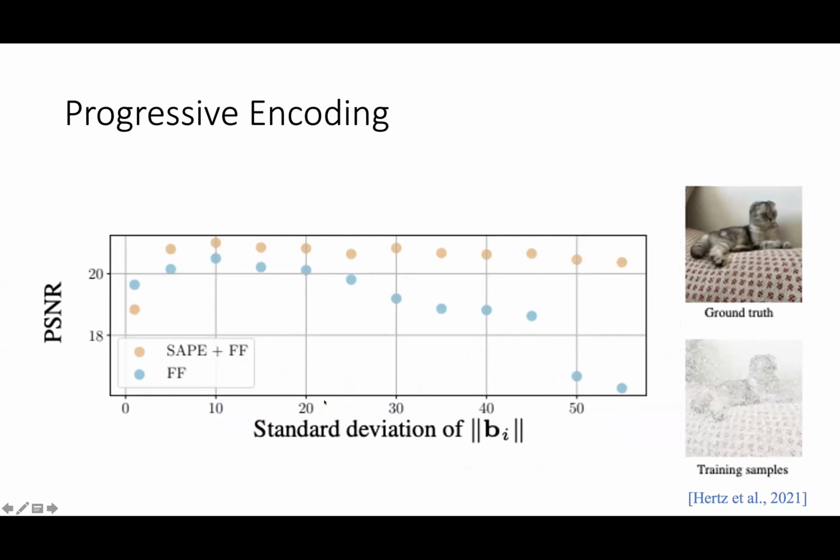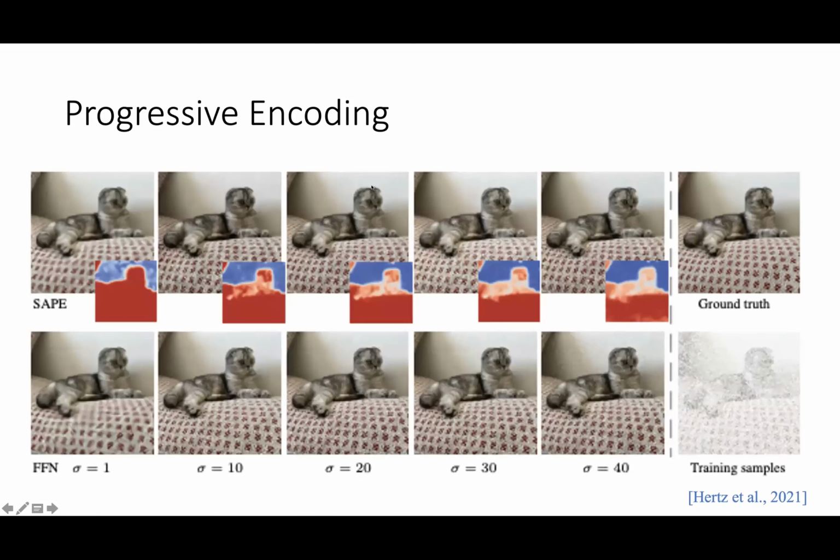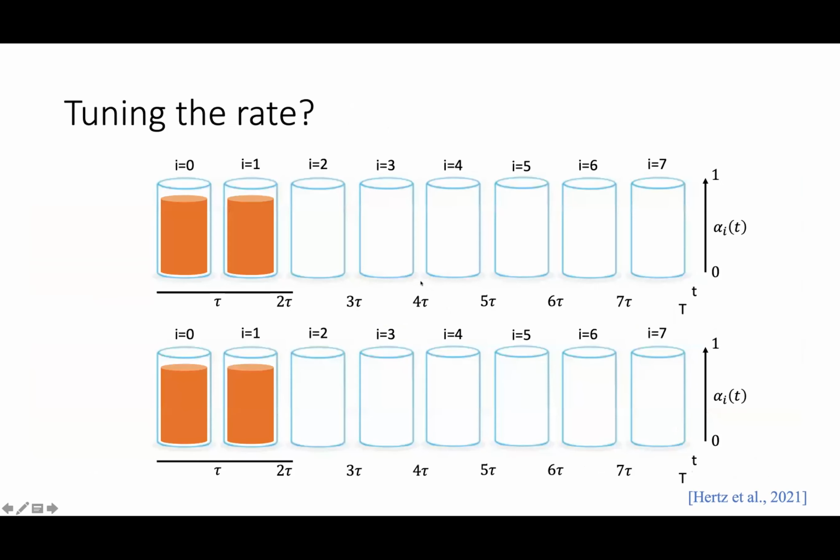One of the advantages of our method is that it's not dependent on the variance of the frequencies that we use. Here we can see the Fourier features PSNR as a function of the variance, and SAPE as a function of the variance. You can see that we are more robust to this variance. Here is our result, and this is the Fourier feature result, and clearly we get better results.